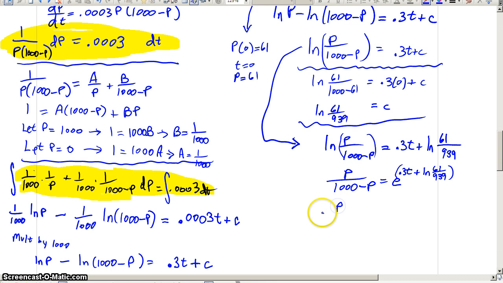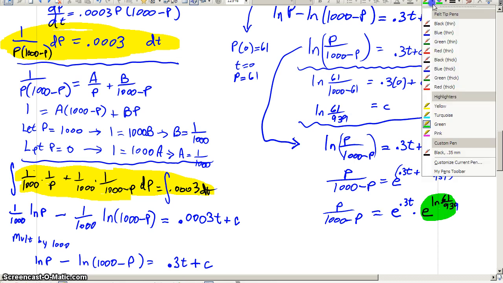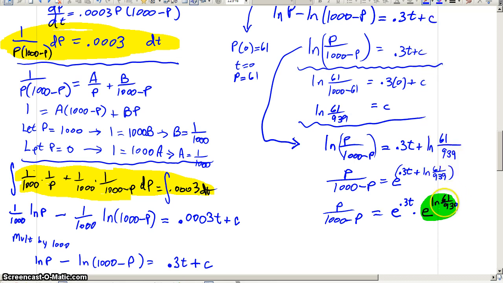Now, just to clean this up even a little bit more, what we'll do is write this as e to the 0.3t times e to the natural log of 61 over 939. But as we look more closely at that last term, look at that, that just becomes 61 over 939. And I'm going to bring that out in front. Okay, so we're getting closer and closer to getting P alone.